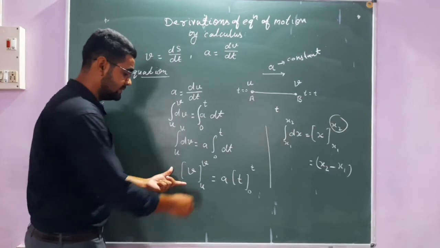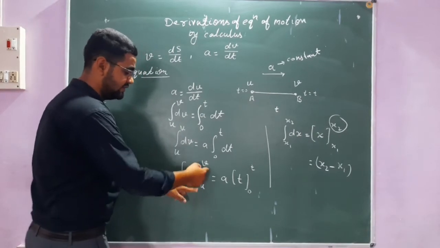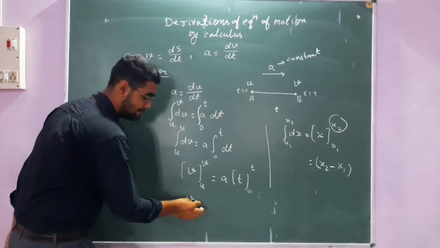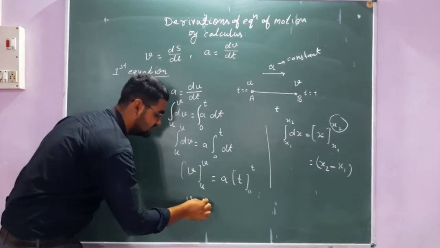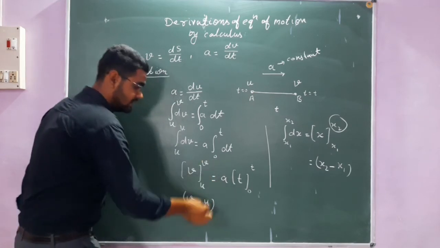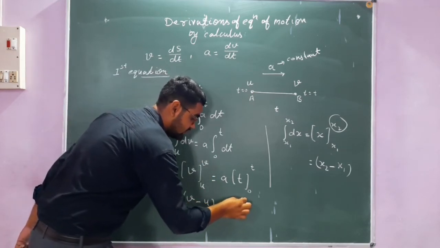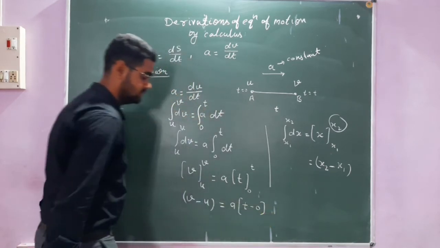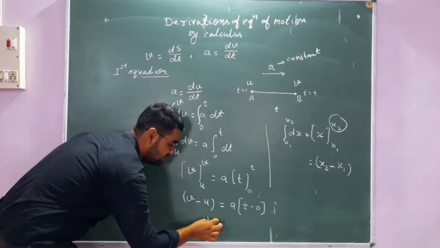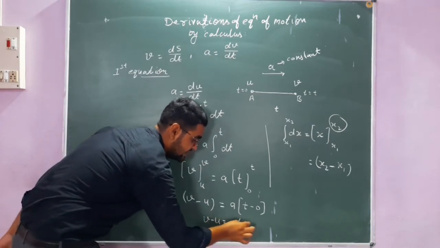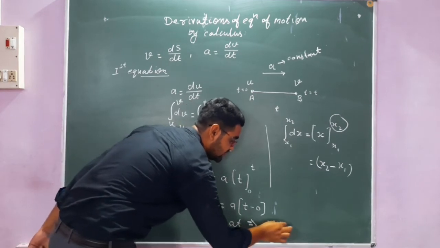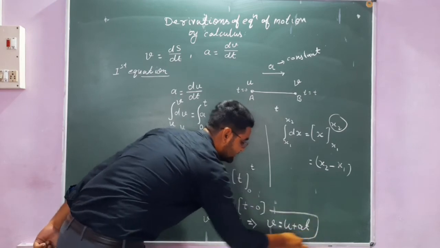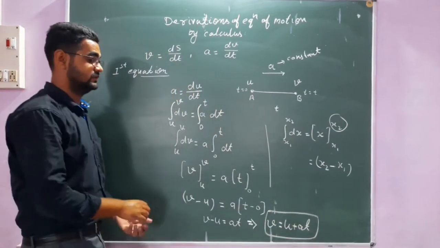So here lower limit is u, upper limit is v. Then we put the upper limit in place of v, that is v, then minus the lower limit in place of v, that is u. Again on the left side, the upper limit is t minus the lower limit 0. On simplifying, v minus u is equal to at, or v is equal to u plus at. This is the first equation of motion.